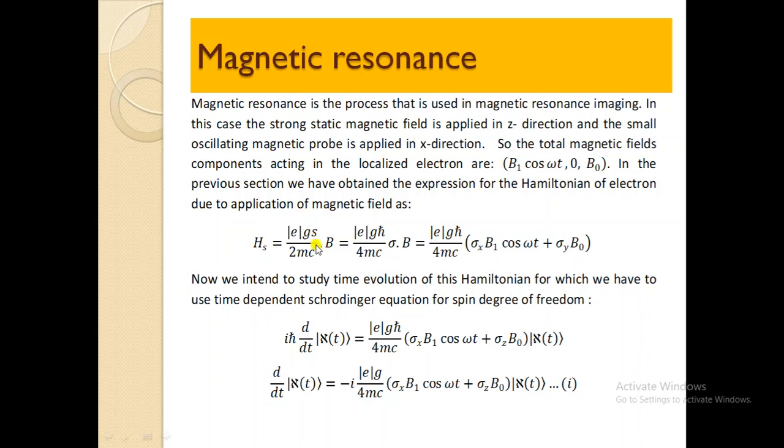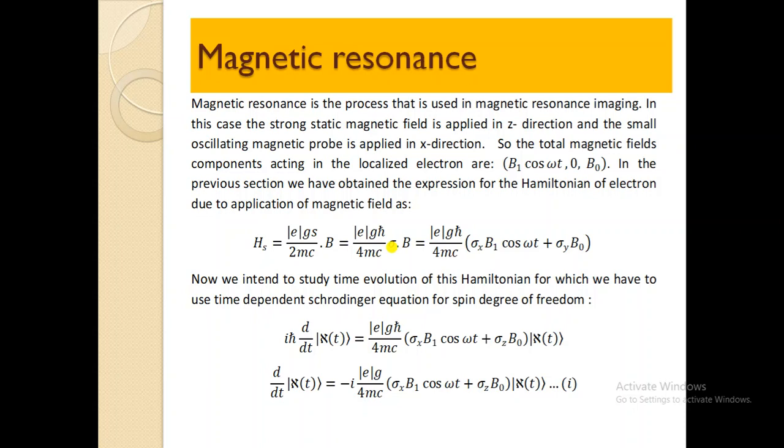We can convert this S into the form of Pauli spin matrices also. According to Pauli, S is equal to h bar by 2 times sigma. So in place of S we use h bar by 2 sigma. Here 2 is already there, so it becomes 4, and in place of S comes sigma and h bar. Here sigma dot B means we have to take the dot product of sigma and B. So this sigma is the Pauli spin matrix.